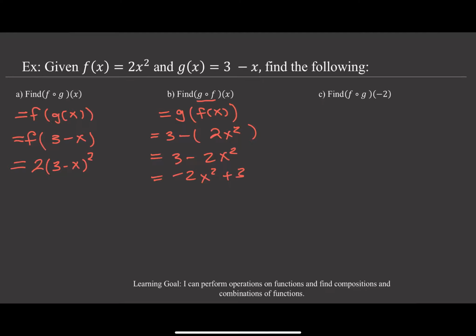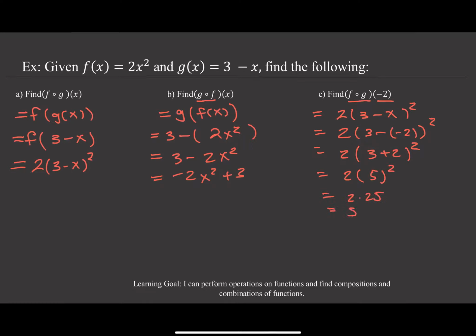And so for the next one, we're back at looking at f composed of g, except now we're actually going to evaluate this function which we had already found for part A at x is equal to negative 2. So if I copy over what we finished with for part A, I have 2 times the quantity 3 minus x squared. But this is saying instead of using an x, I'm actually going to go ahead and replace that with a negative 2. And so I can now simplify this out to get a numerical answer. So 3 minus negative 2 would be positive 2 squared, which would be 5 squared. And so we end up with 2 times 25, which is 50.